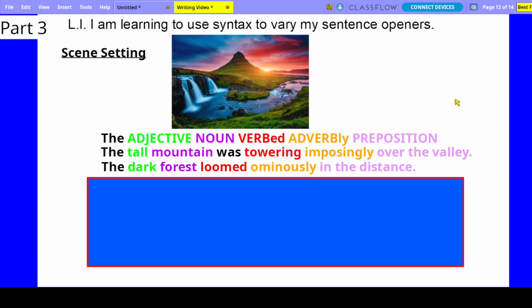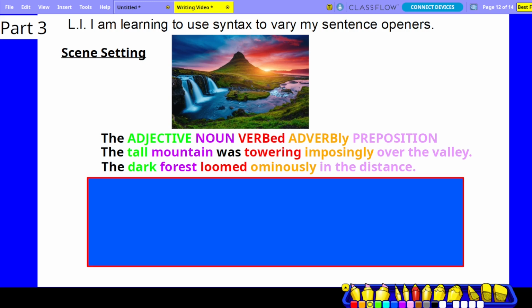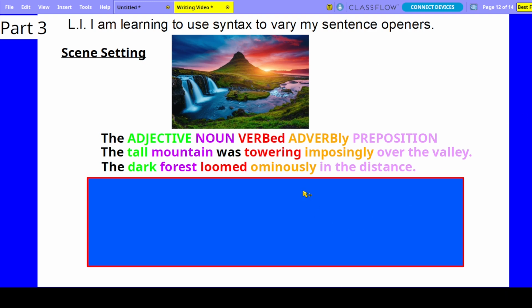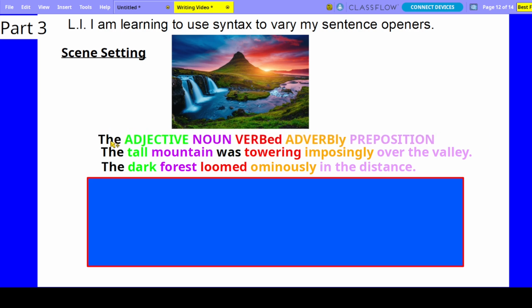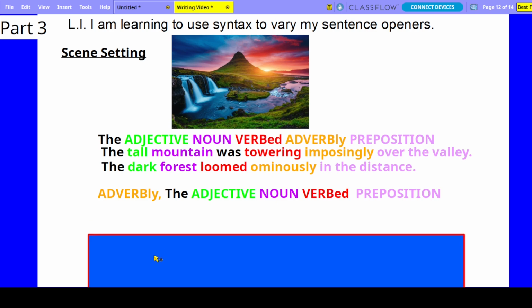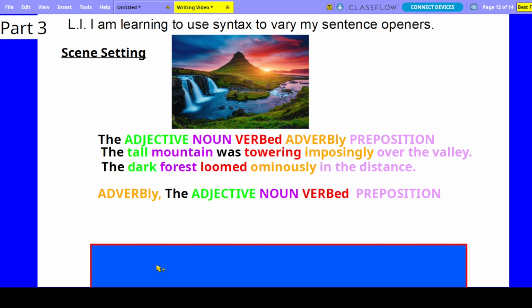And the way we do that is not by just having a list of different openers that we can use, like suddenly or all of a sudden and that sort of thing. Instead, what we need to get to grips with is the idea of syntax. And syntax basically just means word order. So the word order of this sentence is adjective, noun, verb, adverb, preposition. However, let's take one of these sentences here and let's try writing it in a slightly different way.